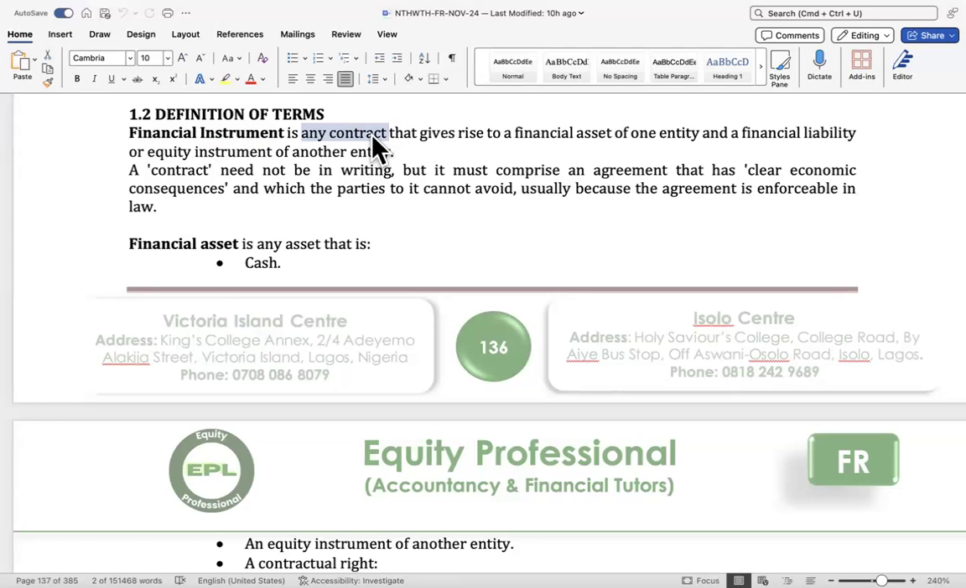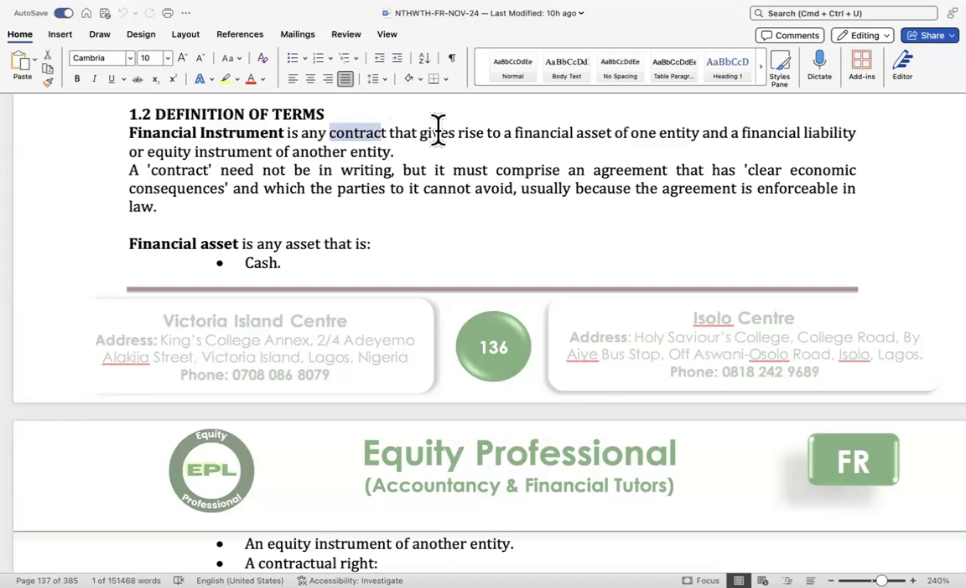Looking at this definition, there are 4 items here that are key. Number 1 is that there has to be a contract. For us to have a financial instrument, there must be a contract. A financial instrument is any contract. And from the knowledge of IFRS 15 that you had, because I taught you IFRS 15 like 2 weeks ago, you already understand that a contract is an agreement that has an enforceable right and obligation. It's the same thing here too.